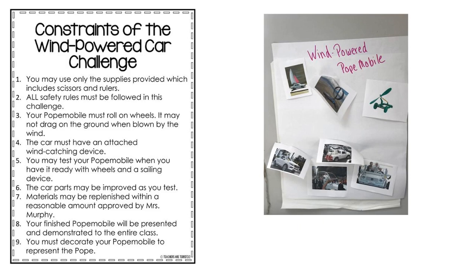So there were some constraints to this project. We had to use safety rules. They had to use the supplies that were given to them, which was pretty much all the supplies in our makerspace area. Their Pope Mobile must roll on wheels, so it couldn't drag when the wind was blowing. It had to have an attached wind catching device. You could test your Pope Mobile and then make changes to it. You could replenish your supplies as appropriate.